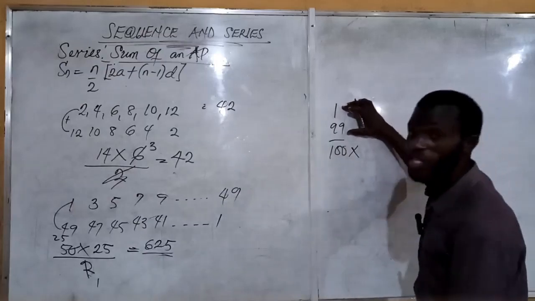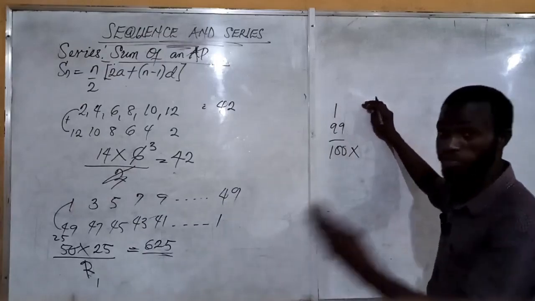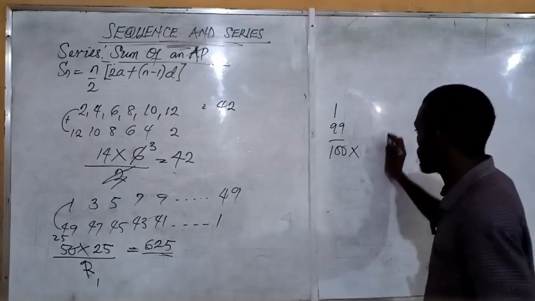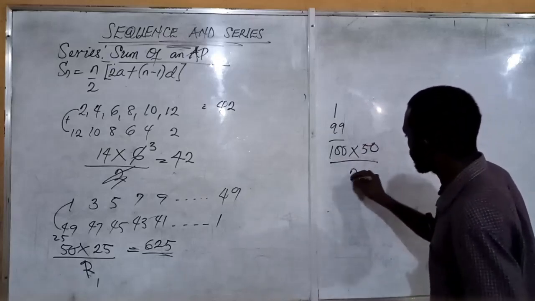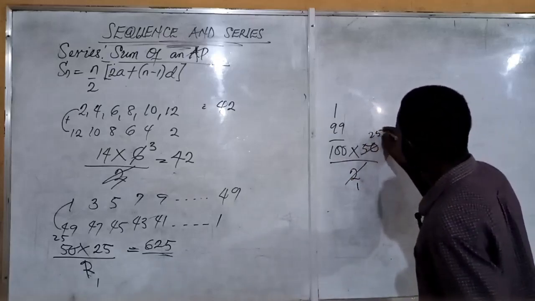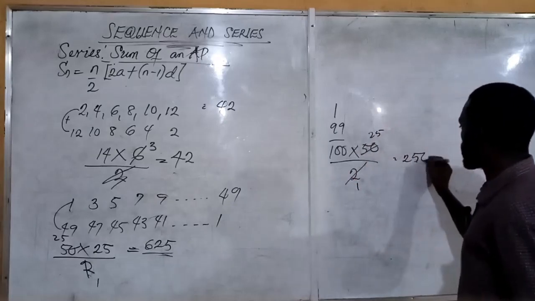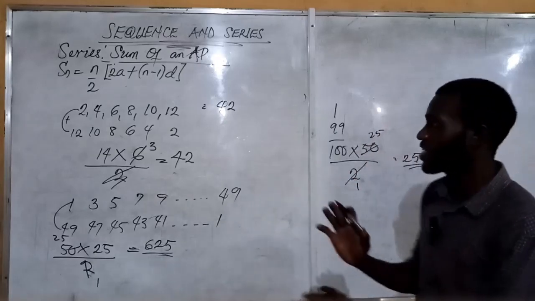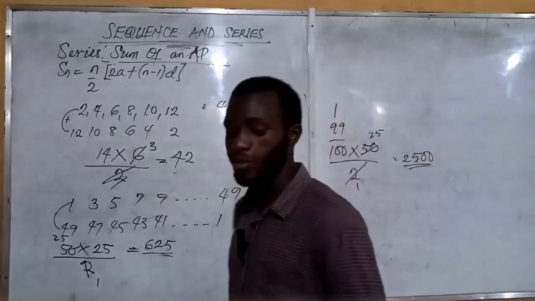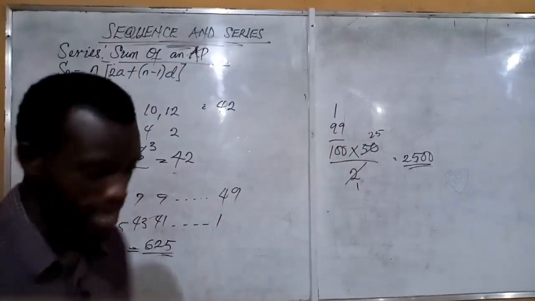If I was taking only the odd numbers between 1 and 100, I'm going to have 50, because 50 will be odd, 50 will be even. So times 50 all over 2. Here 1, here 25. 25 times 100 gives us 2500. Is that okay? So that is a mathematical or numeric trick, all right?